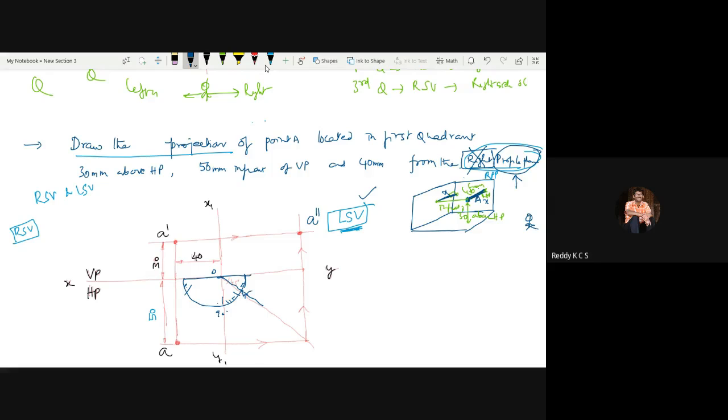Second one. So could you repeat from 20 mm above HP? Yeah, after 20 mm above HP, and 25 mm in front of left profile plane. Draw its projections. That is the first question.